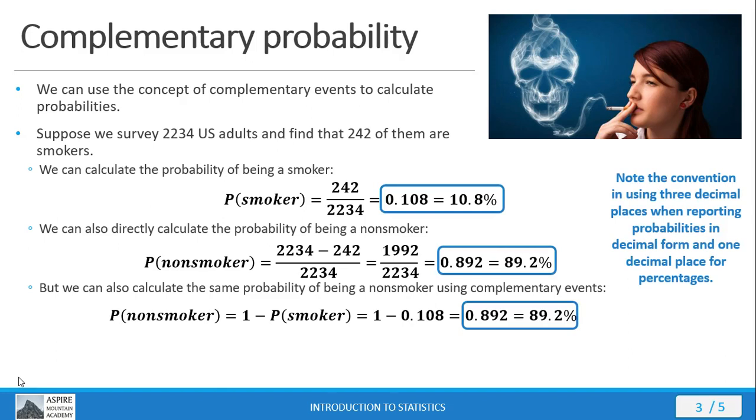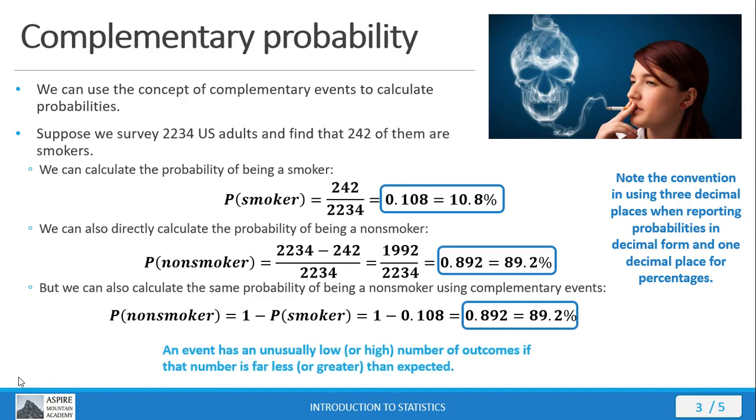Note the convention that's in use here when we're reporting probabilities. In decimal form, we're using 3 decimal places, but when we're reporting it as percentages, then we're only using 1 decimal place. Those conventions are pretty standard. Now, if we want to know if an event has an unusually low or high number of outcomes, we just compare it with what's expected to be seen, and if the number is far less or greater than that expectation, then we can say we got something that's unusually low.